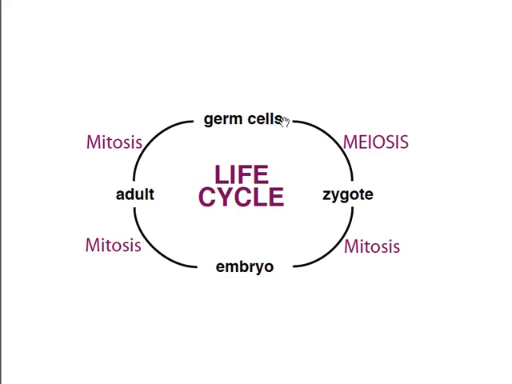They produce primary spermatocytes and oocytes that reproduce gametes by meiosis. So mitosis produces genetically identical cells. Meiosis produces genetically unique gametes.